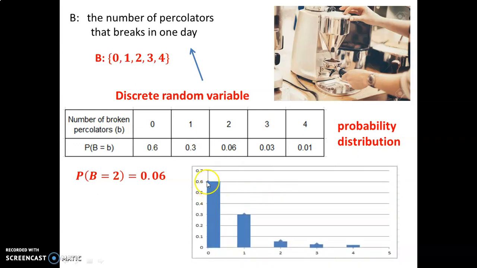We can also represent the probability distribution as a bar graph where you show, again, all the possible discrete values: 0 breaking, 1, 2, 3, 4 breaking. Of course, we cannot have 5 breaking, so we have nothing there. On the y-axis, or the dependent axis, we have the probability. So 0.6 for that one, 1 breaking is 0.3, we can see here, and so on.